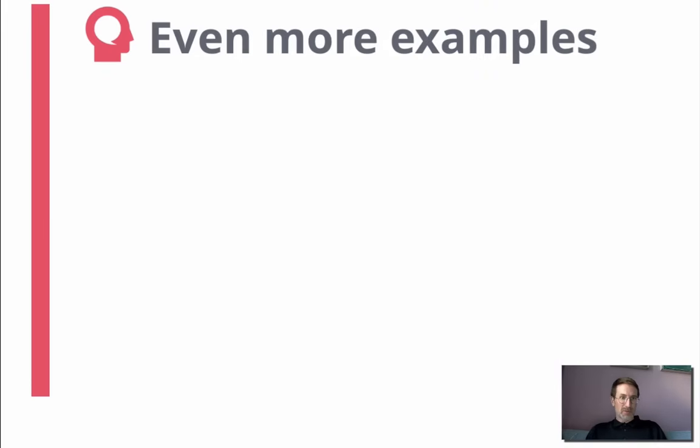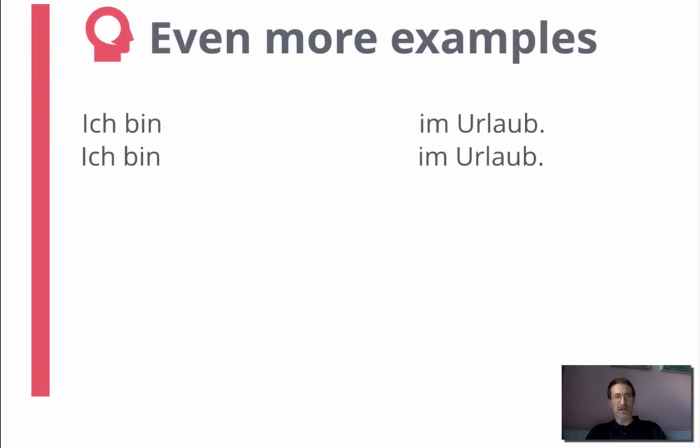And a couple more examples to finish this. Ich bin im Urlaub, just to show you how the different prepositions that I have shown to you in the beginning are used. Ich bin im Urlaub, I'm on vacation. So, ich bin bis nächste Woche im Urlaub. I'm on holiday until next week. No magic here. This is the only exception.